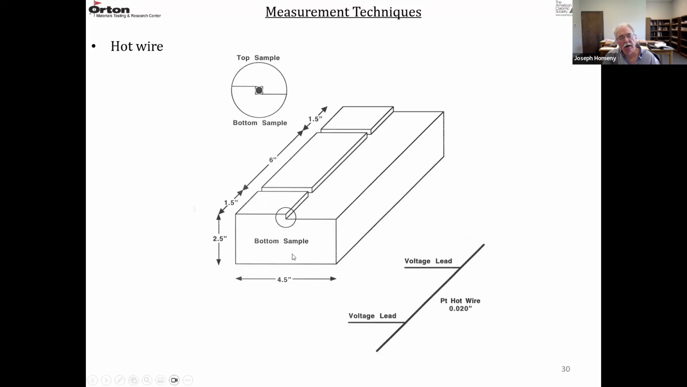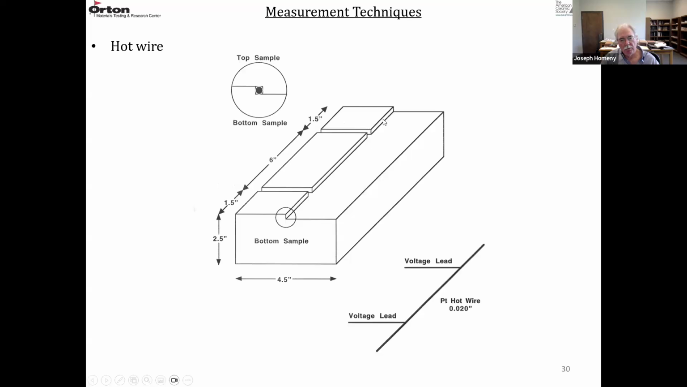What the sample looks like, there's two samples. This is the bottom sample. The top sample is the same, except there are no channels for the voltage leads. So you have to surface grind a ledge into the sample. And on the top brick, you have the opposite ledge. So here's your platinum hot wire, which lays right along this ledge here. And then your two voltage leads, which define this gauge length. They come out through the channels to make your measurements.